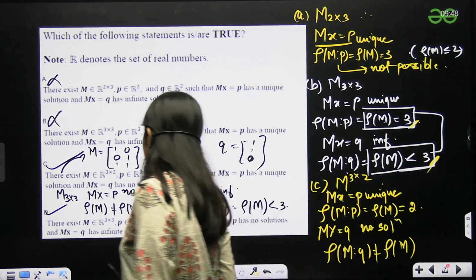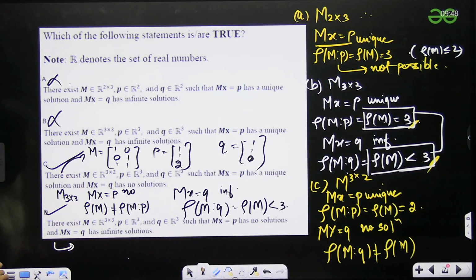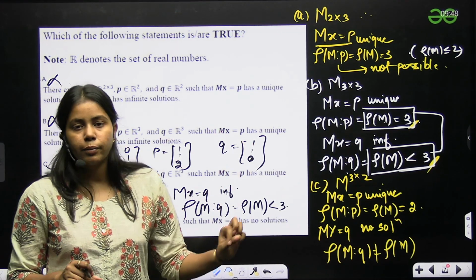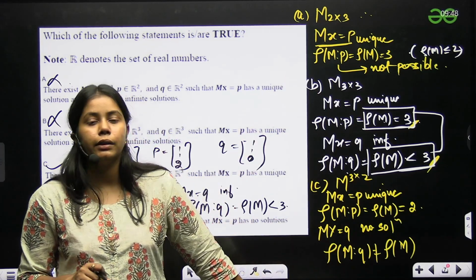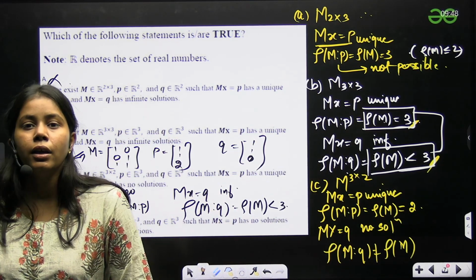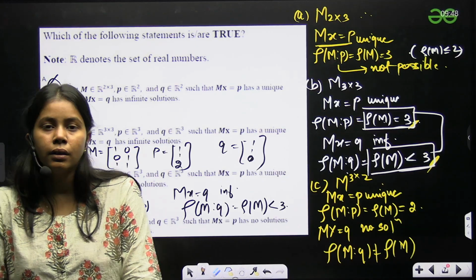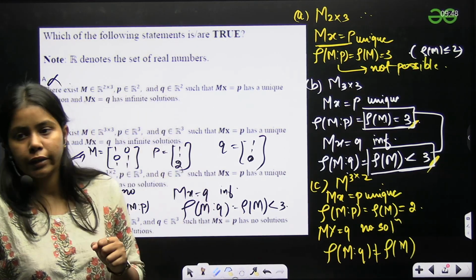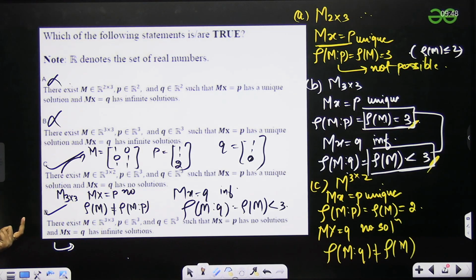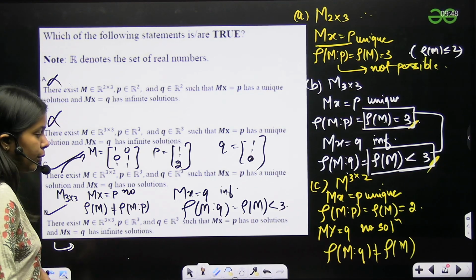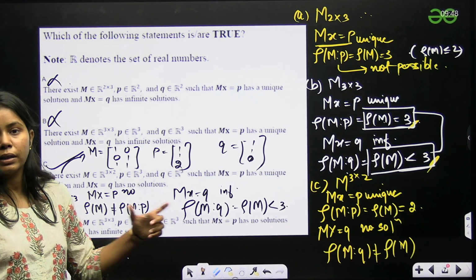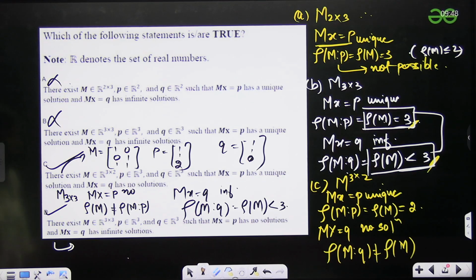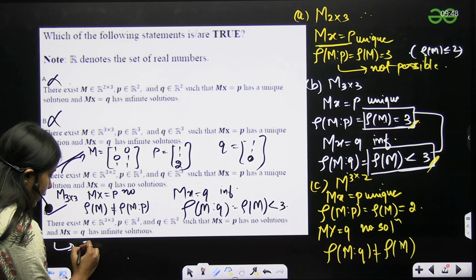Similarly, I'll tell you for D as well. Okay, let's discuss once for D also, what kind of matrix would exist. There is no need to find out that matrix, but sometimes if you do not get a result with proofs, you can use a counter example to disprove or prove it. Since it says exists, if we are able to find one example, our work is done. Now there exists a 3 cross 3 matrix M, P belongs to R cube, Q belongs to R cube, such that Mx equals P has no solution and Mx equals Q has infinitely many solutions.